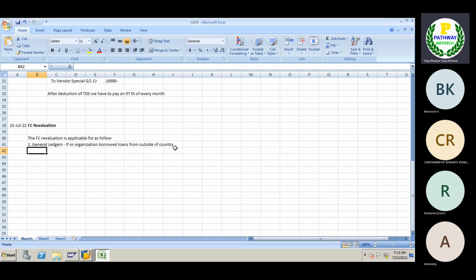Let's say we borrowed a loan from Singapore, where the currency is Singapore dollars. We must make the payment, either interest or full payment or installments, in their local currency only, then only they will agree, right? Then after general ledger accounting, the vendor.